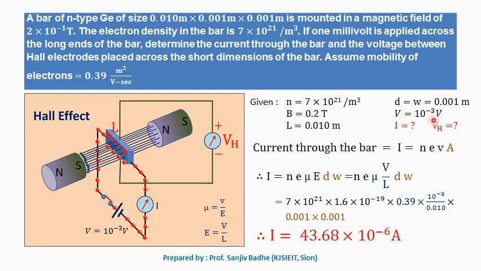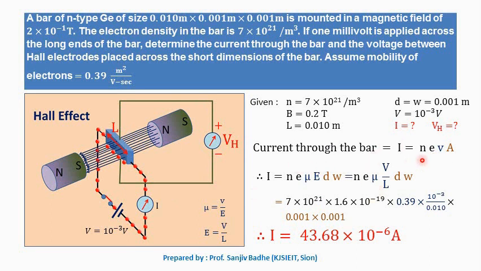V, voltage applied across the long ends, is 10 raised to minus 3 volts. So this is that voltage actually. We are asked to find out what is the current flowing through the bar. So this current we are asked to find. Current flowing through the bar due to this voltage 10 raised to minus 3 applied across the long ends. And we are also asked to find out the Hall voltage produced.